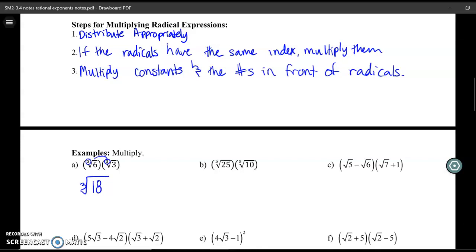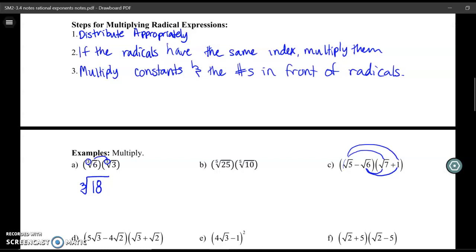Okay. Let's jump over to example C, because I want to show you one that has a little bit more intensive distribution. So our first step is to distribute appropriately. So I'm going to do a similar thing as what I did in A, but now I have the square root of 5 minus the square root of 6, all times the square root of 7 plus 1. So I need to make sure that I multiply the square root of 5 to the square root of 7 and to the 1. And then I have to make sure that the square root of 6 gets multiplied to the 7 and to the 1.